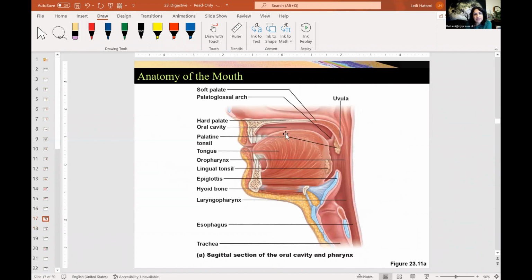So here you can see the oral cavity or mouth, in which the tongue makes the floor of the oral cavity, and then the palate, which is composed of the hard palate and soft palate, makes the roof of the oral cavity. The anterior border of the oral cavity is the lips, and the lateral borders are the cheeks.